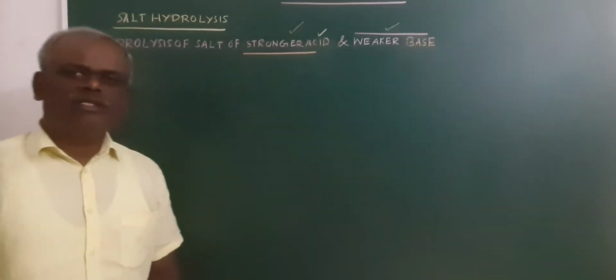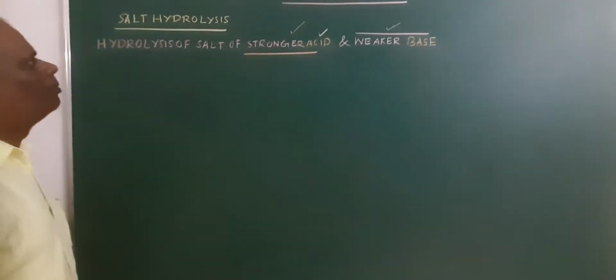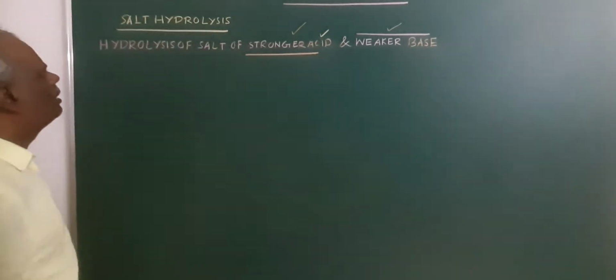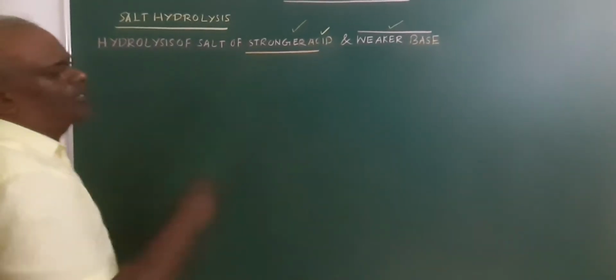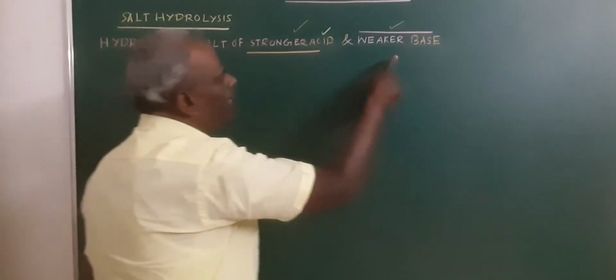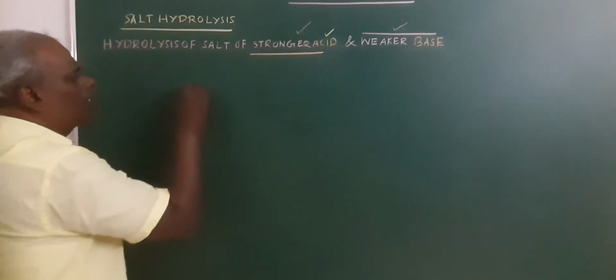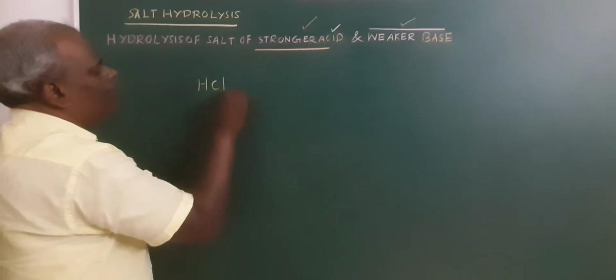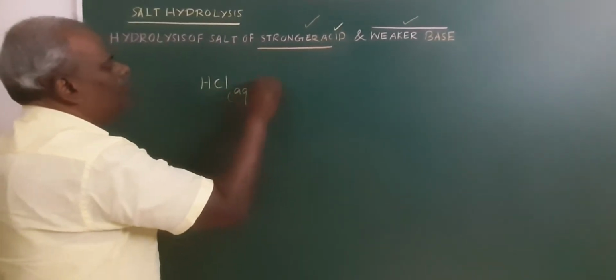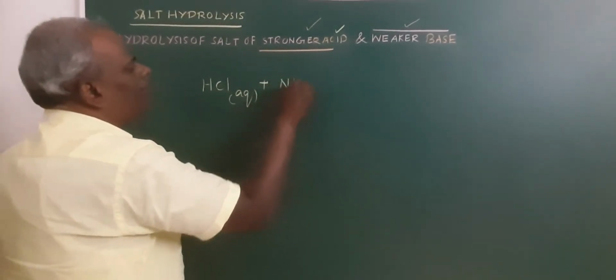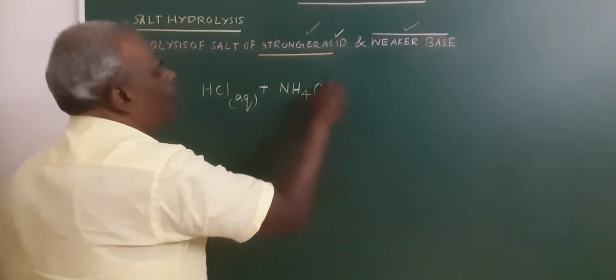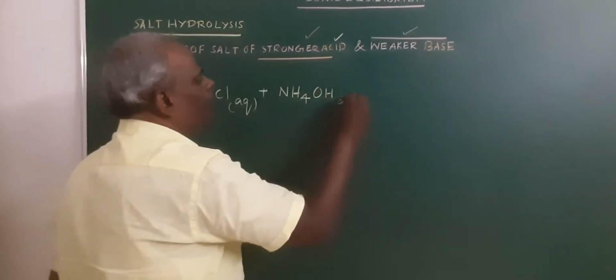Hello students, in today's class we are going to talk about salt hydrolysis. Hydrolysis of salt of stronger acid and weaker base. This is the stronger acid, hydrochloric acid, and its solution is going to react with a weaker base like ammonium hydroxide.